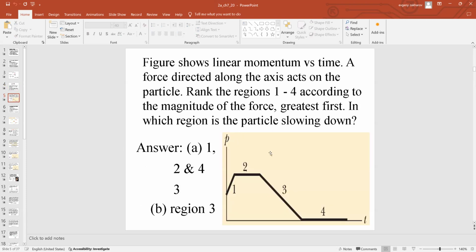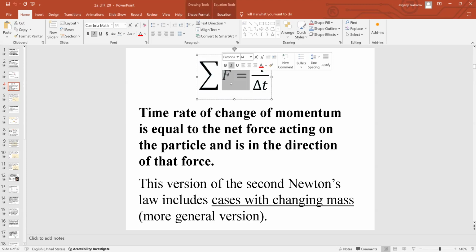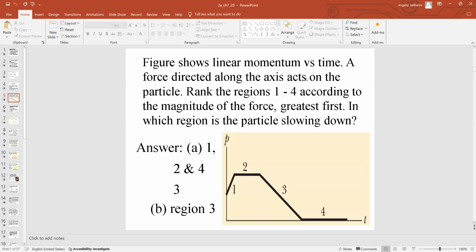So here's the graph of momentum versus time. And you have to rank the regions 1 through 4 according to the magnitude of the force that changes the momentum, greatest first. Well, let's go back to the formula. What is the force? You can see it's change over change, rise over run. So the force will represent the slope. Every time you have rise over run, it's the slope, the definition of a slope. So if momentum is the function, t is the variable, then change in function over change in variable, force is the slope.